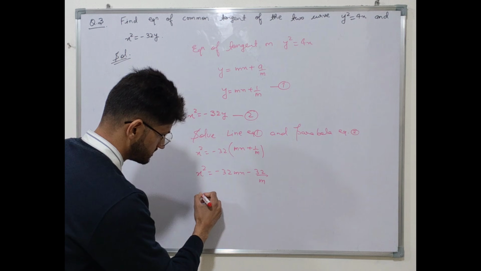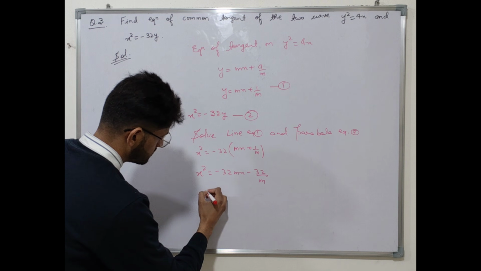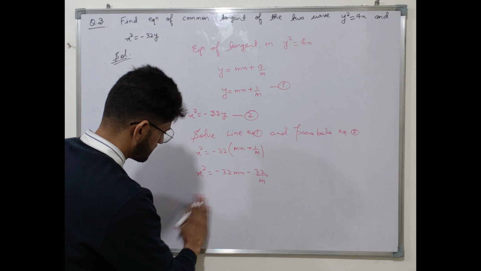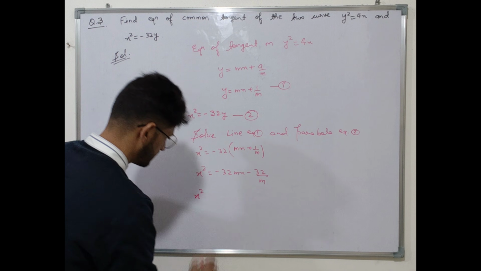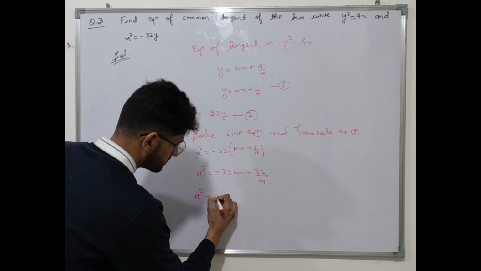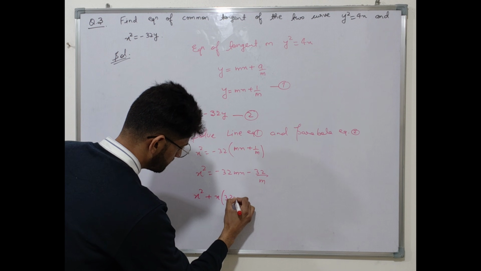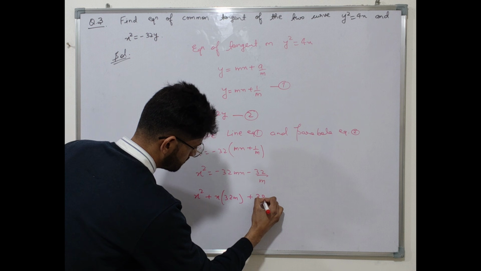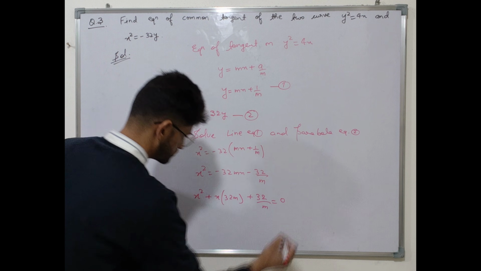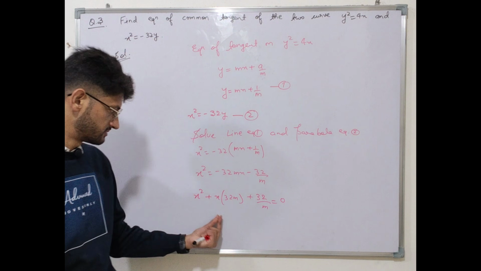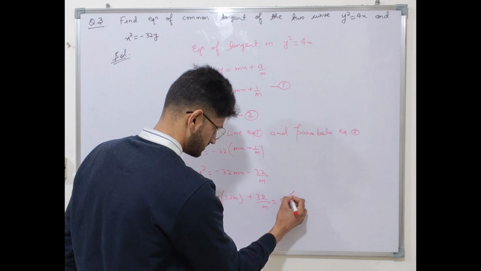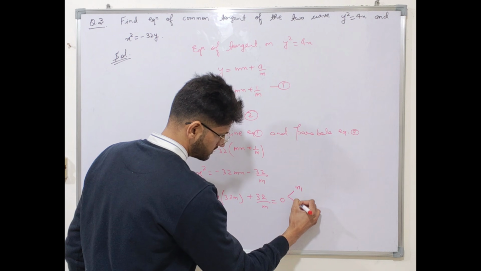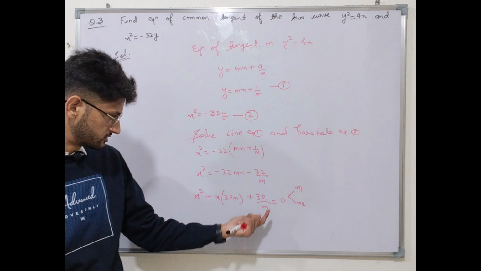And we can write, since this, the quadratic in x as x square plus x, it will be 32m x plus 32 upon m is equal to 0. So we have obtained the equation in x. Now this is the equation in x, and it will be having x1, x2, or two solutions.